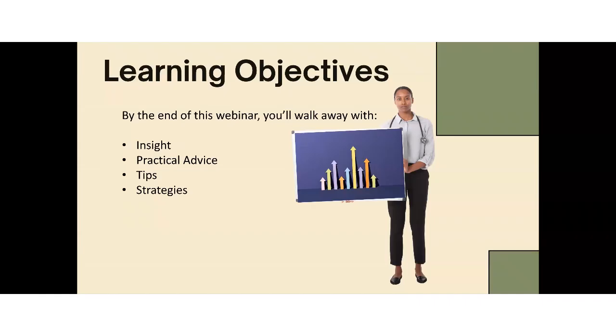Today, we'll walk through the most common problem areas, look at real-world examples, and discuss strategies you can use to protect your practice's revenue. By the end of this session, you'll leave with several takeaways: insight into the most common errors that ophthalmology practices face, practical advice on how to recognize and prevent those errors, tips for strengthening your workflows, and strategies that you can start implementing right away. The goal is not just awareness, but actionable steps that you can bring back to your team.